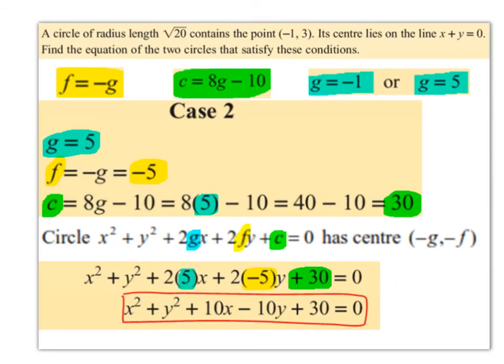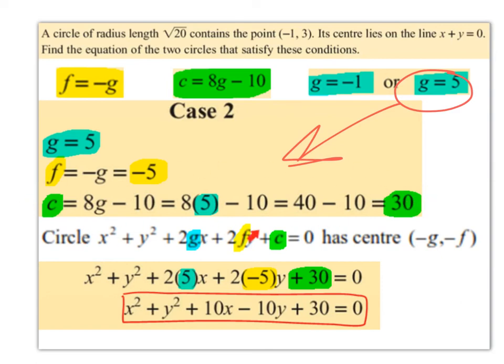Our other option is that g is equal to 5, so let's see what happens there. If g is equal to 5, we know f is equal to minus g, which will give us minus 5, so f is equal to minus 5. We know c is equal to 8g minus 10, so we swap g for a set of brackets and put 5 in. So we get 8 times 5 minus 10, which is 40 minus 10, which is 30. So c is equal to 30.